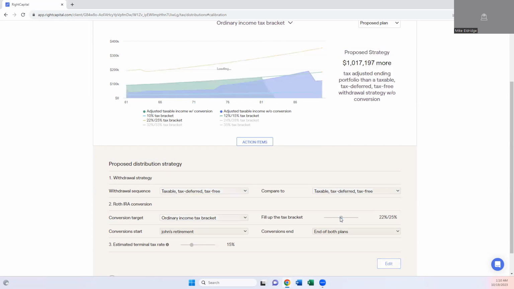Now let's see, what if we did 22, right? There's still some value, but it's not the highest number, right? We want to look for the highest number. And then obviously this is fluid, so each year this could change depending on how the markets do, different things like that. But good general sense. Okay, well, if you fill up the bracket you're in right now, that seems to be a really great idea.